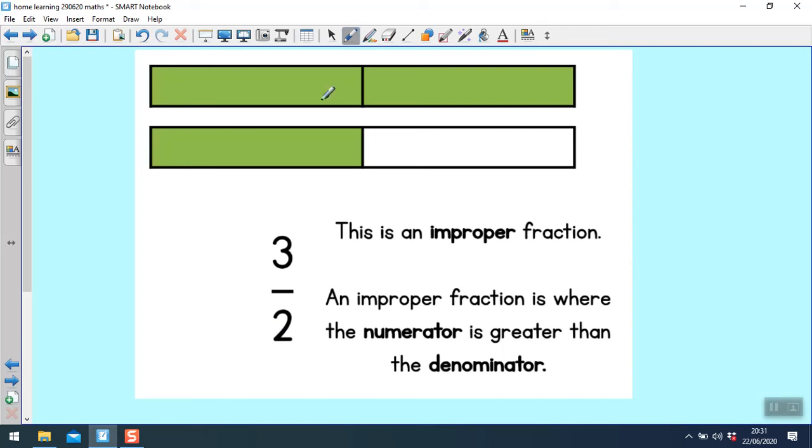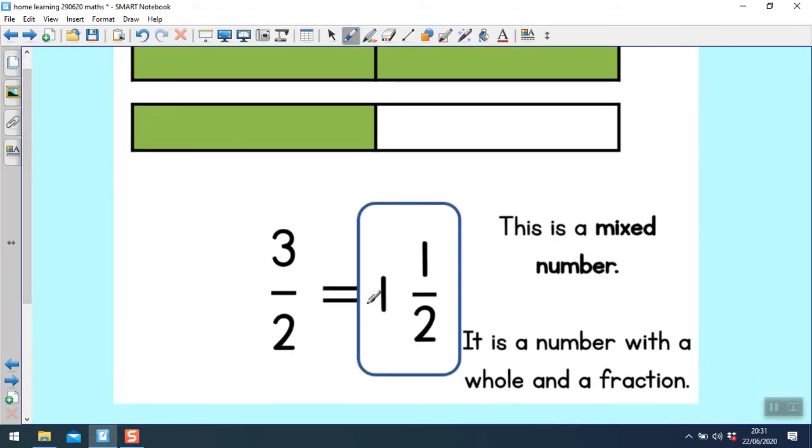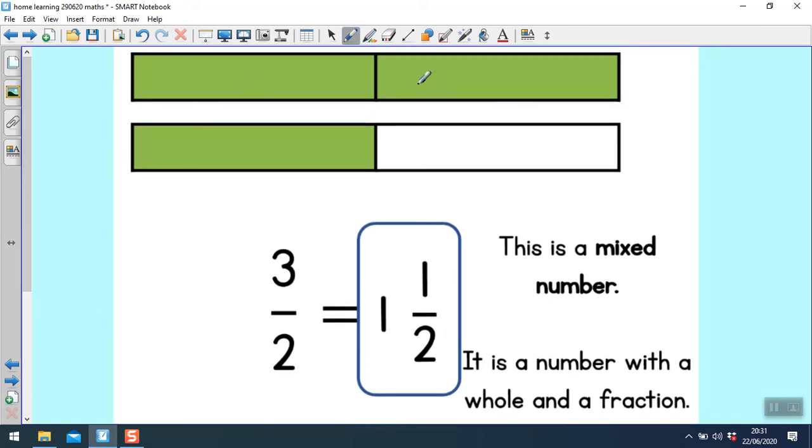So you've got 3 halves altogether. 3 is the numerator, 2 is the denominator. 3 halves is the same as 1 1/2. So 1 1/2 is a mixed number. It's a number with a whole number and a fraction. So it's 1 whole strip plus 1 half, and it's also the same as 3 halves.